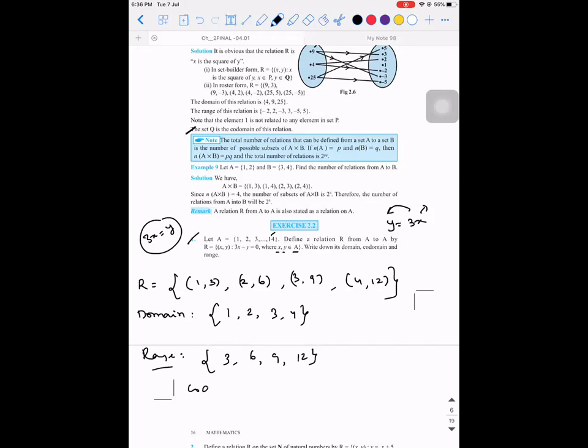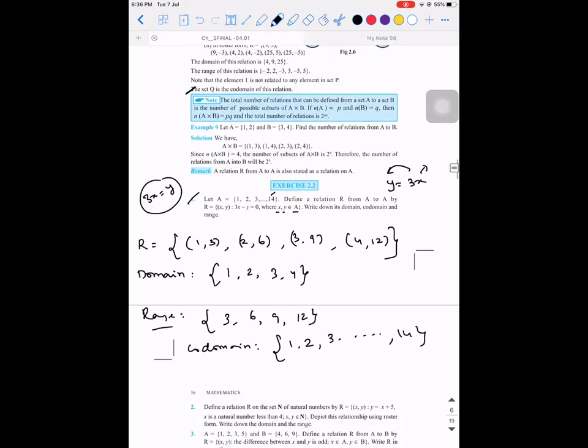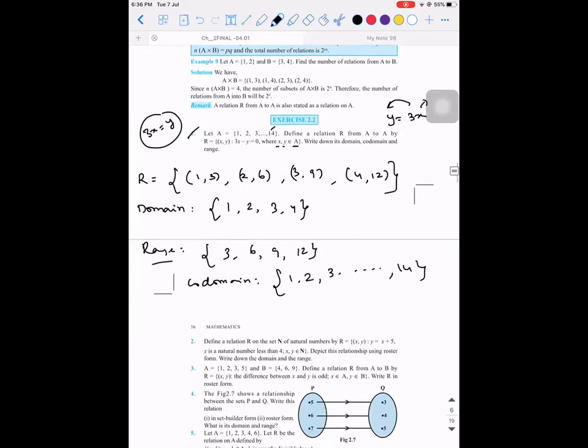Then what will be the codomain? They asked codomain, no? Yes, codomain. The codomain is 1, 2, 3, and so on till 14. So this is going to be the codomain. Right? Next. So if you're clear with this, you can do the next one.